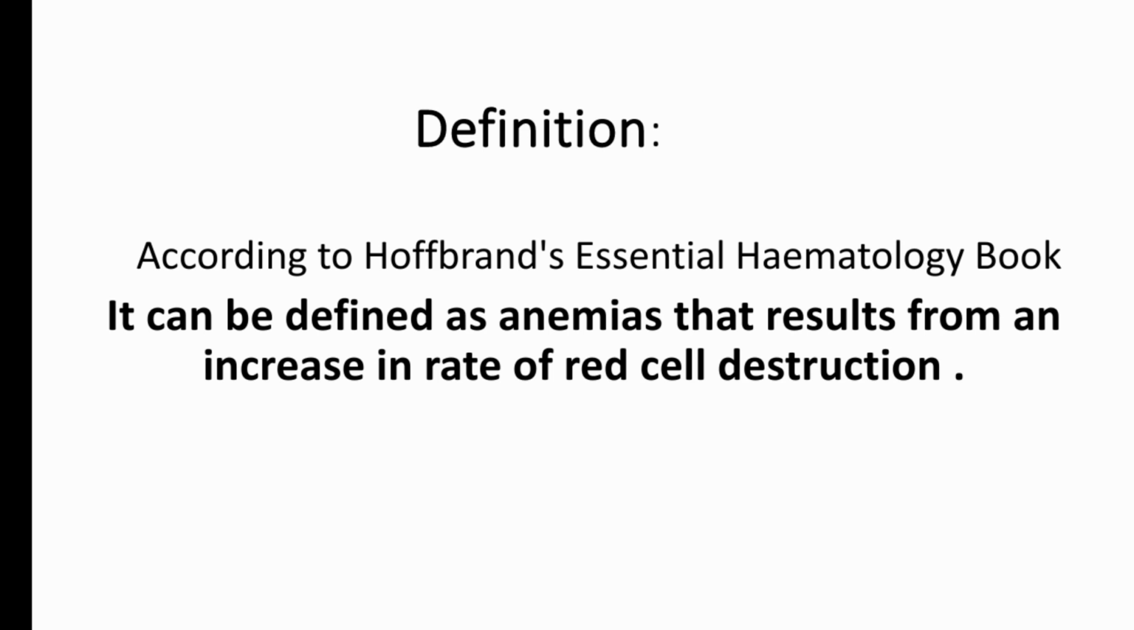So here comes the definition. According to our book Hoffbrand's Essential Haematology, it is defined as the anemia that results from an increase in the rate of red blood cell destruction. Okay, we all know that red blood cell destruction happens after the 120 days of normal life span of red blood cells. Normally red blood cells are destroyed, but when this destruction becomes excessive, in a very large amount, then we define it as hemolytic anemia.